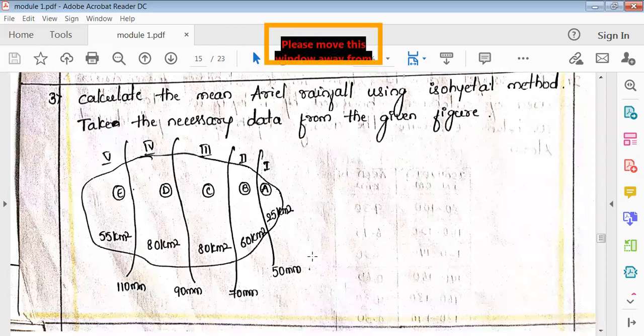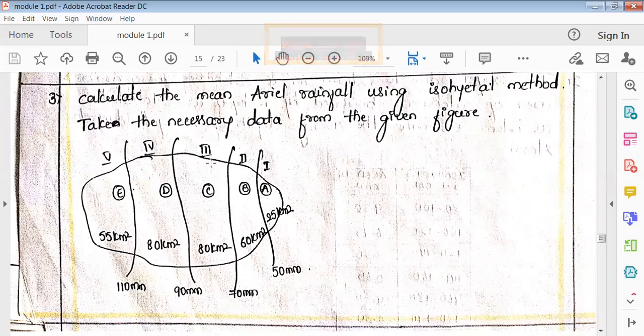Okay, so the next problem is: calculate the mean areal rainfall using the isohyetal method. Take the necessary data from the given figure. Again, here they have given it in the form of a diagram. Earlier they had given it in a tabular column, so it was a little easy. For this, you have to tabulate a column. That's all. They've given you the figure.